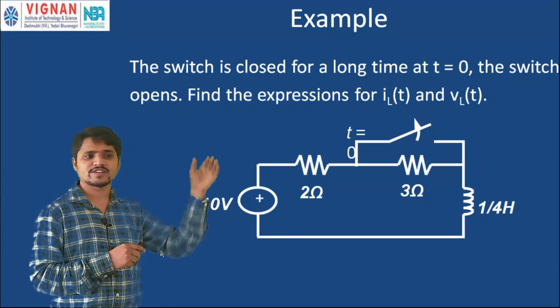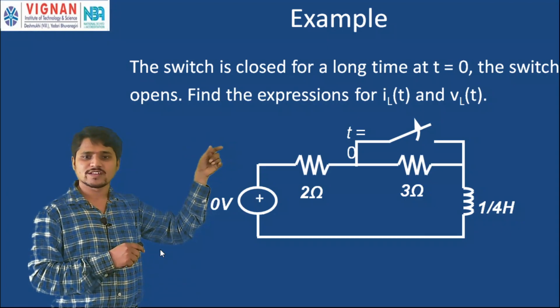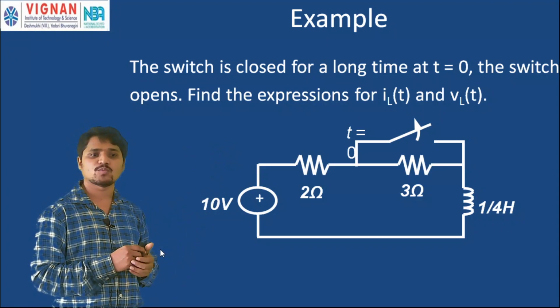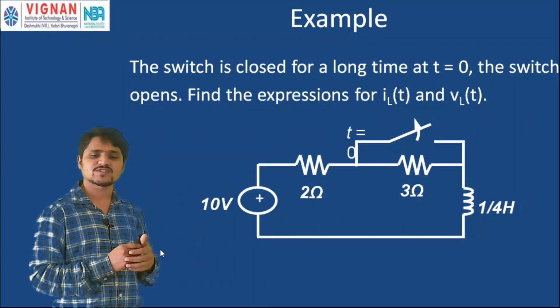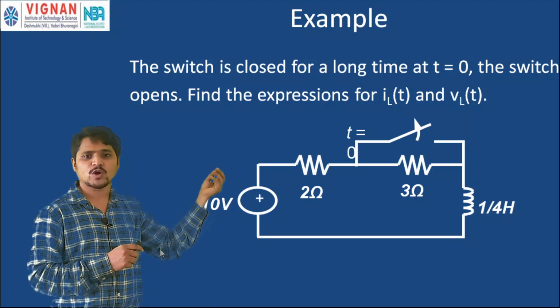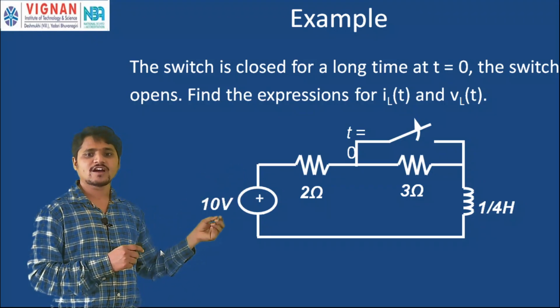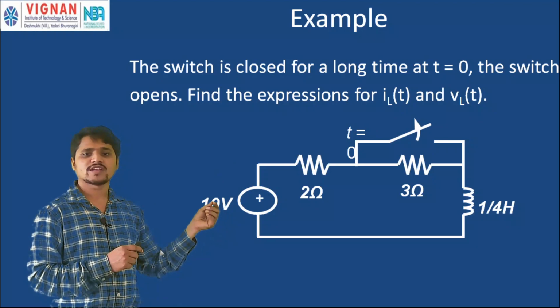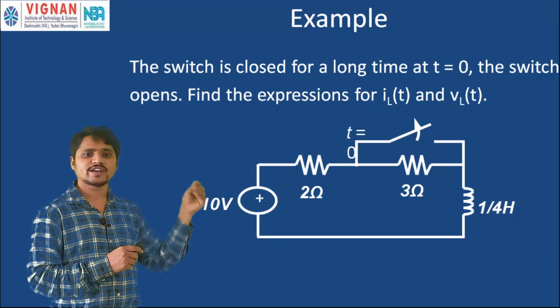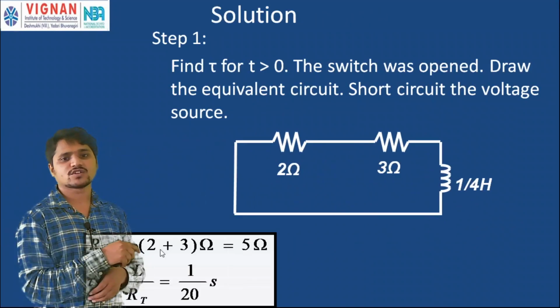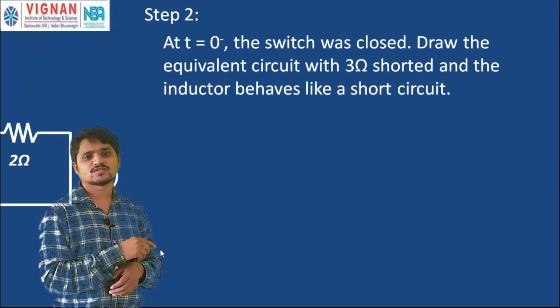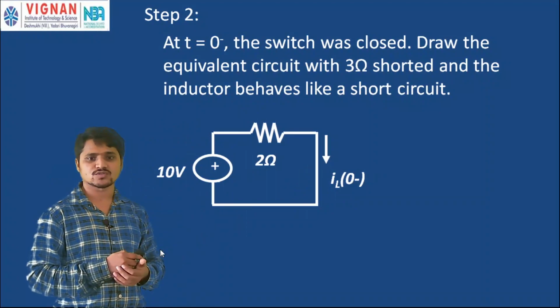Now switch was closed means what? When the switch is closed, the 3 ohm resistor is in parallel with the 0 ohm. So 0 and 3 ohms are in parallel, therefore the equivalent resistance will become 0. That is 0 into 3 by 0 plus 3 is 0. Therefore 2 ohm is in series with the 0 ohm, and of course the switch was closed for a long time, so the inductor acts as a short circuit. Therefore this is the equivalent circuit when the switch was closed.